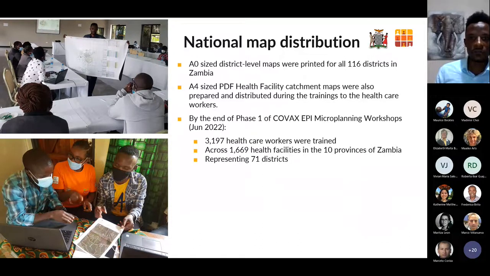And at the end of phase one of this micro planning workshops, we had actually reached out to over 3,000 healthcare workers cutting across 71 districts. That represented 1,669 health facilities.